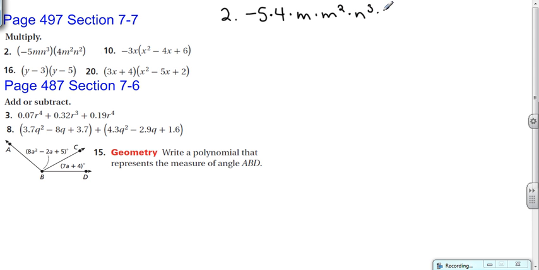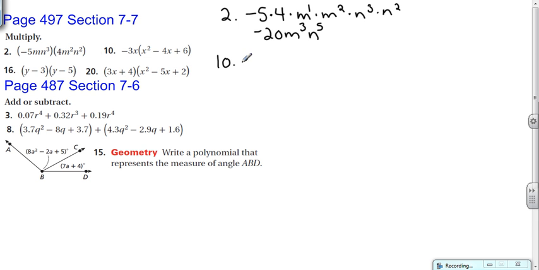other. I'm going to go ahead and put that 1 on that m so I don't forget that it has an exponent. Then when I simplify, negative 5 times 4 is negative 20. When you multiply like bases, you add the exponent, so 1 plus 2 is 3. When you multiply n times n, you add 3 plus 2 and you get 5.